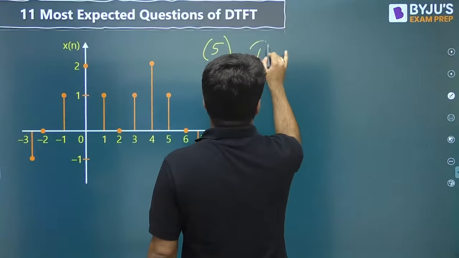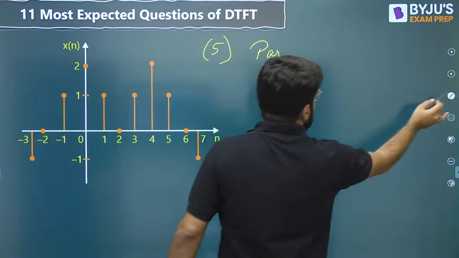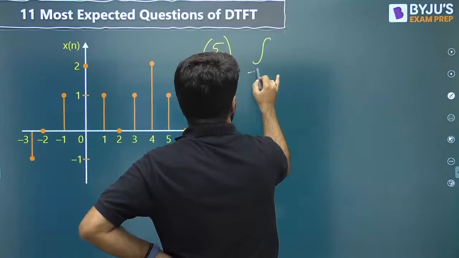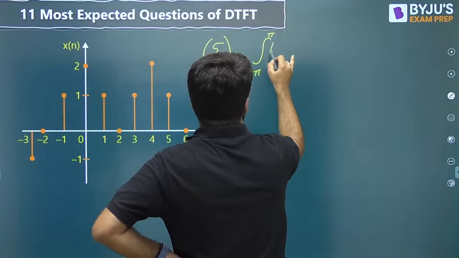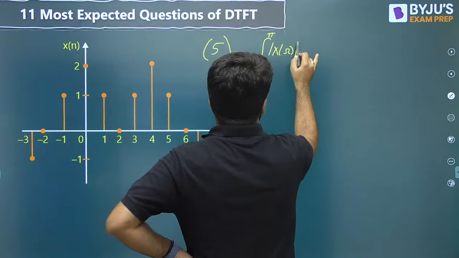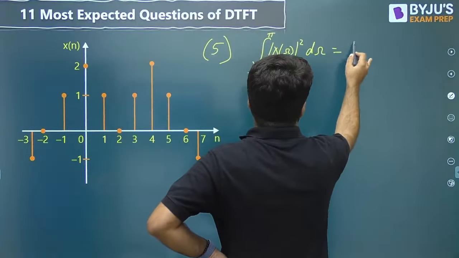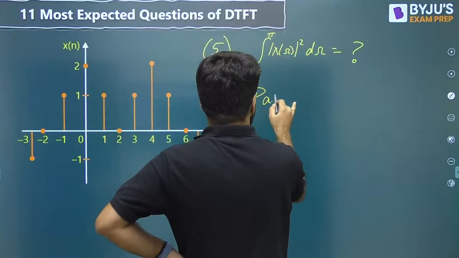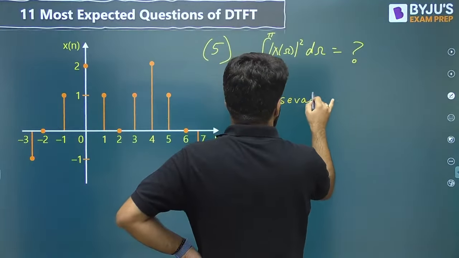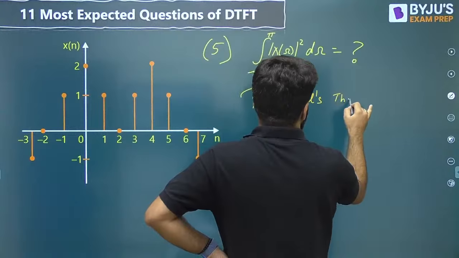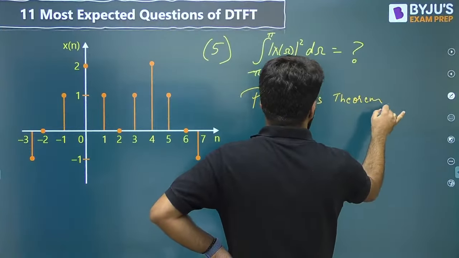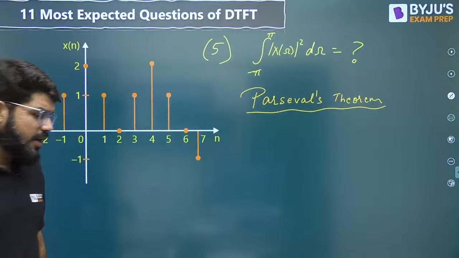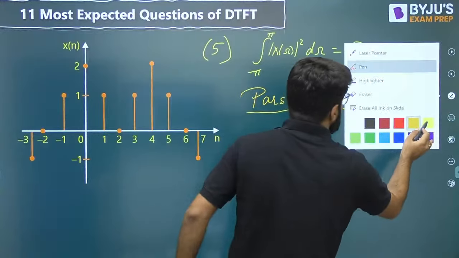Let me write down the question once. The fifth part is asking for the integral from minus pi to pi, over one time period, of the modulus of x of omega squared d omega. For that, let us go to Parseval's theorem. Through these questions we are going to cover all the different properties required for DTFT, so you can feel confident in DTFT.